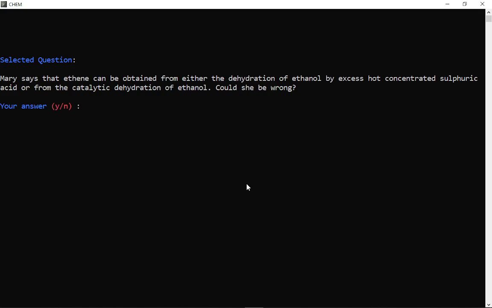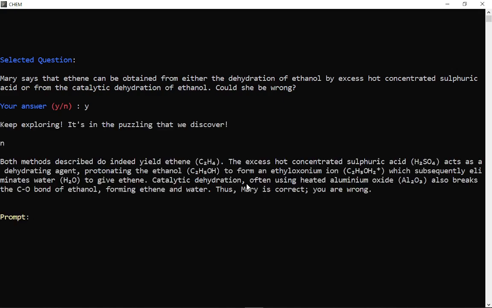Then I continue. Then Mary says that ethene can be obtained either from the dehydration of ethanol by excess hot concentrated sulfuric acid, or from the catalytic dehydration of ethanol. Could she be wrong? I really don't have time to think about that. I'm just going to say yes. And then they are telling me actually both methods indeed yield ethene. So Mary is correct, and I'm wrong.